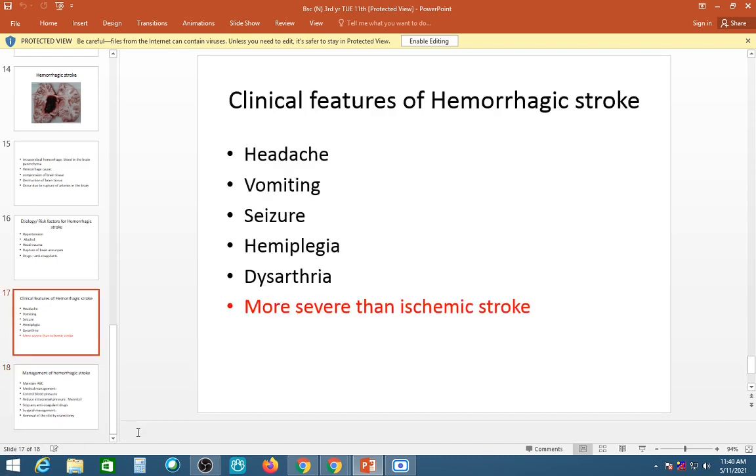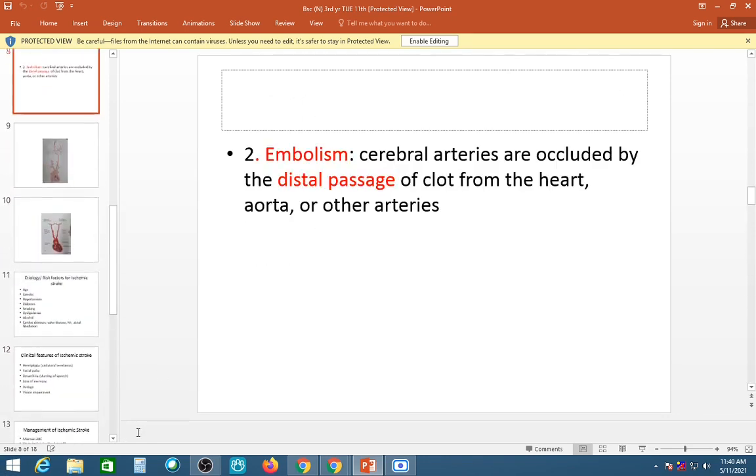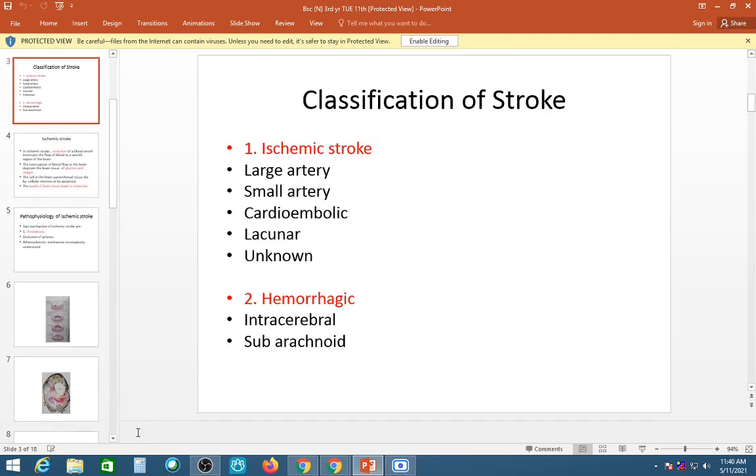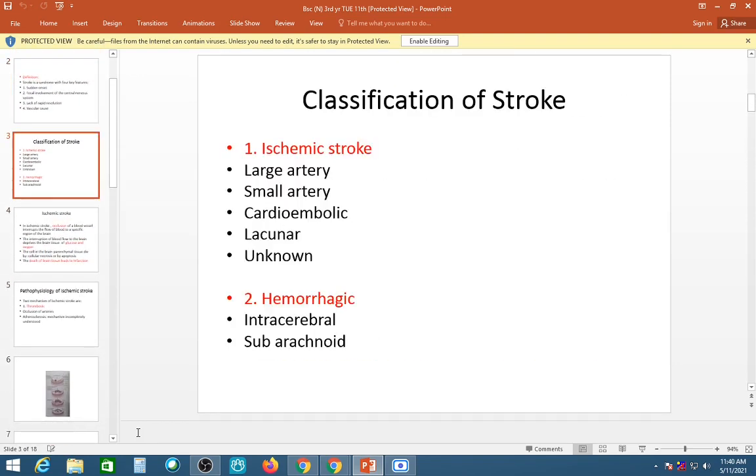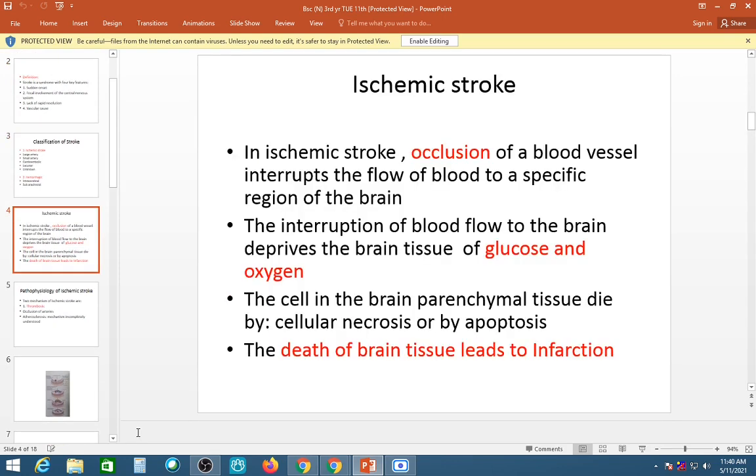So these are the important points you have to remember in case of stroke: the types of stroke, the definition, the classification, the cause, the pathophysiology, and the clinical features. Management is not so important, but the other things have to be known. Please go through and tell me if there are any queries, or if you want clarification on any point.